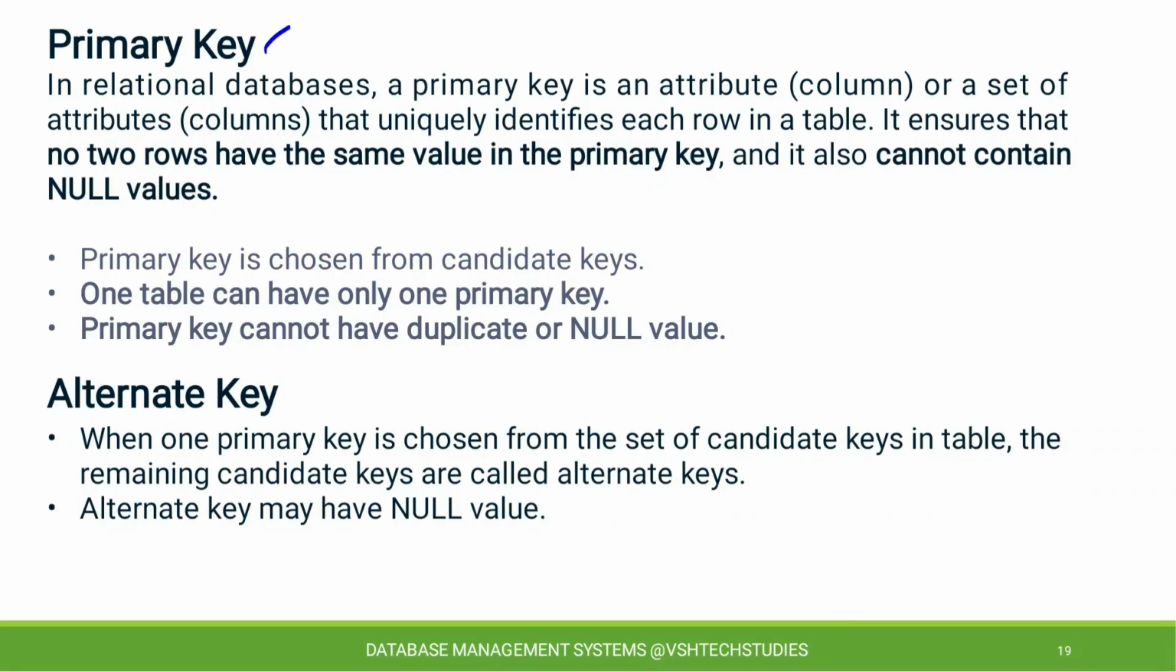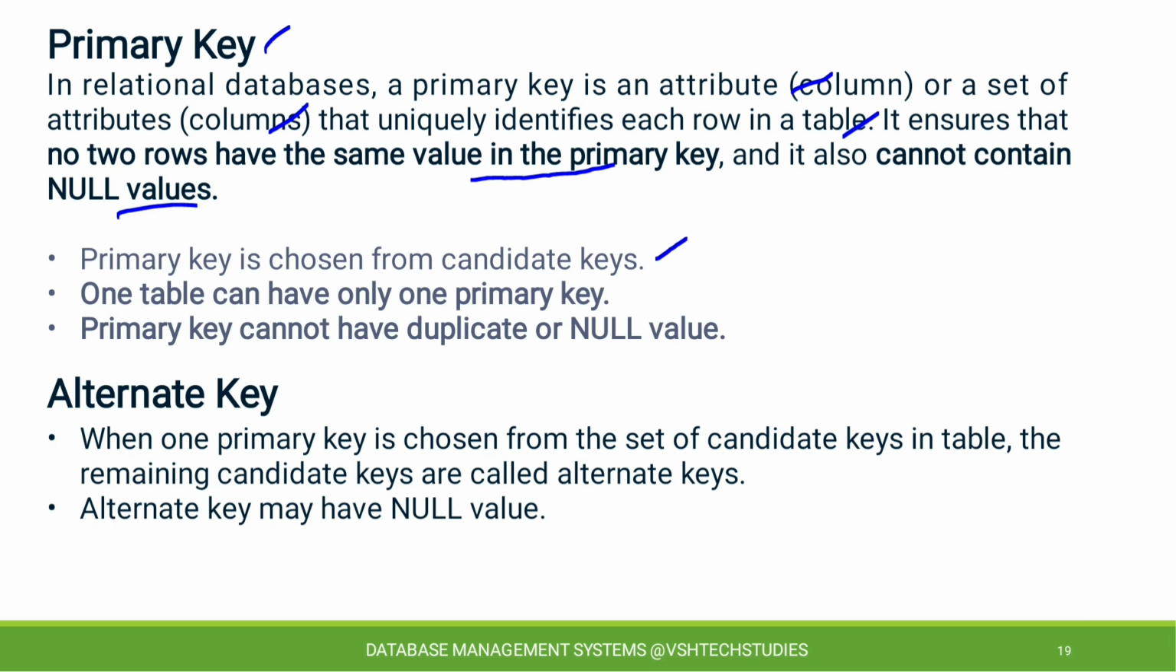What is a primary key? In relational databases, a primary key is an attribute or column, or a set of attributes or columns, that uniquely identifies each row in a table. It ensures that two rows do not have the same value, meaning a primary key cannot have duplicate values and it cannot contain null values. Primary key is chosen from candidate keys.